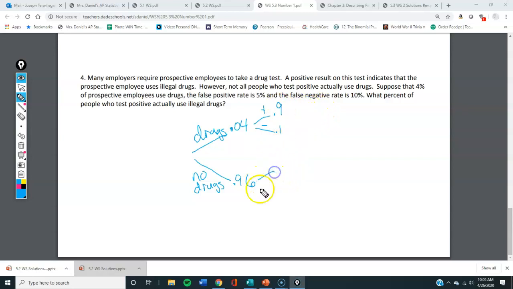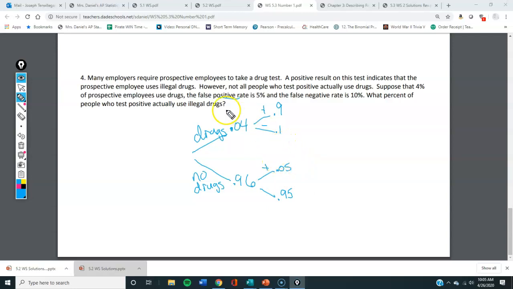Now, if you're not on drugs, you do have a chance of getting a positive. Your chance of getting a false positive is 0.05. That means you are not on drugs, but you tested like you were. Which means you have a 95% chance of testing negative.